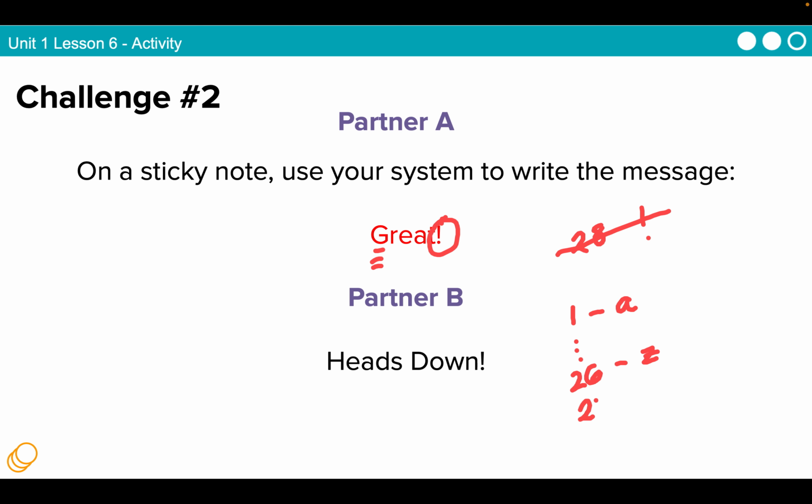And then maybe 27 is capital A, and so on. And then we move everything around so that we've got something for space, and we've got something for exclamation point, and we've got a separate code for capitals versus lowercase. And you could move these around as you saw fit.